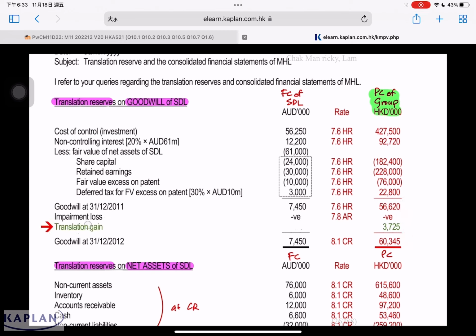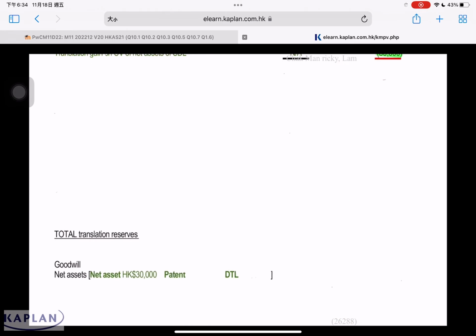This translation gain should be recognized in OCI, but bear in mind, if there's any impairment loss, the impairment loss must be recognized in P&L. This is the figure that we need, 3,725. The translation difference on goodwill is 3,725.